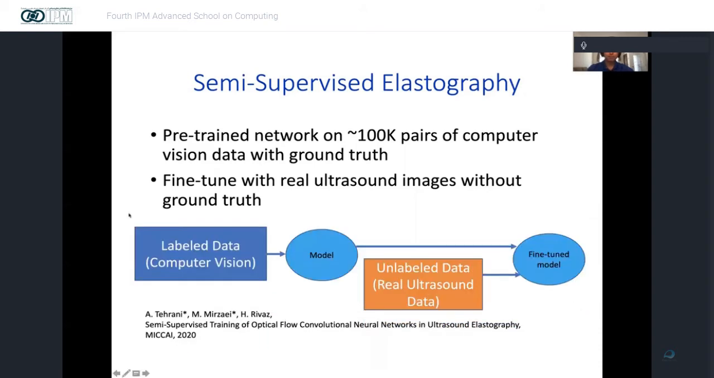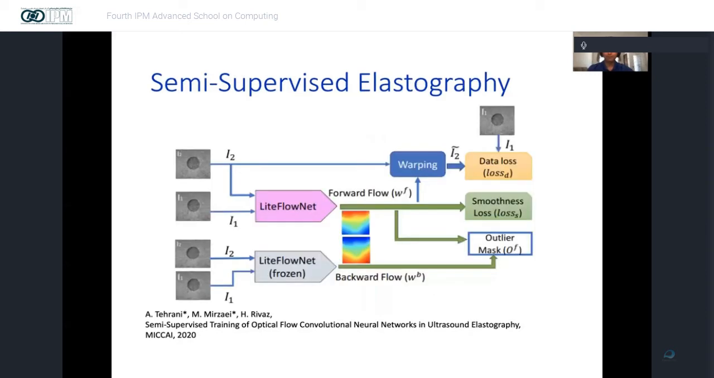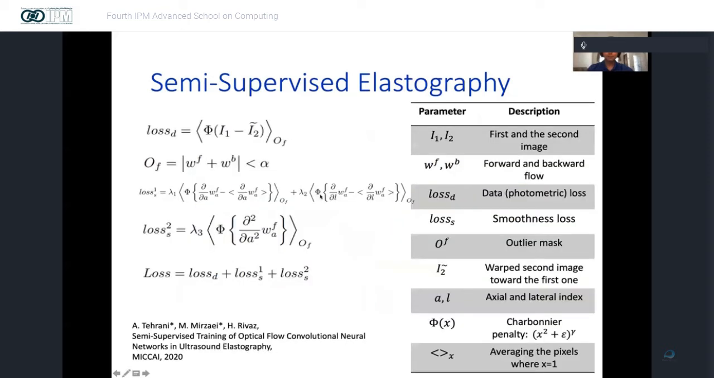So this is a flowchart of what we do. We have a lot of labeled data. We create a model based on that. We have a lot of unlabeled data, and we try to fine-tune this model using the real ultrasound images. Now, this is the architecture of our network, and this is our loss function. You're welcome to look at the paper, which will be published in the main MICCAI conference this year.